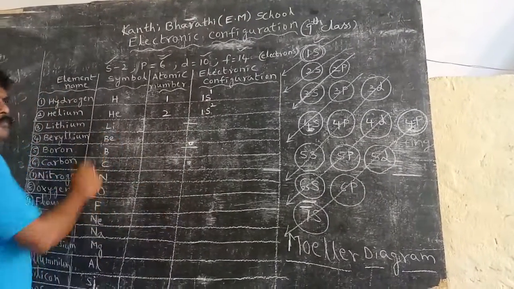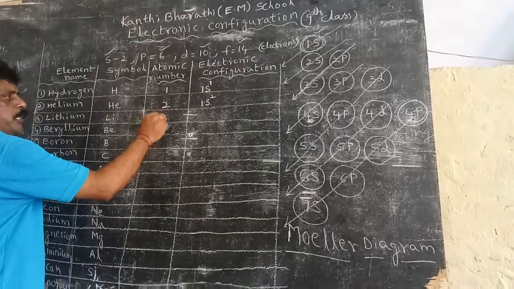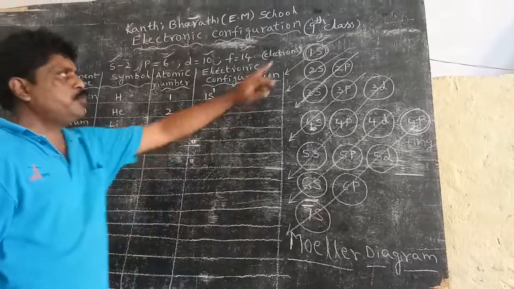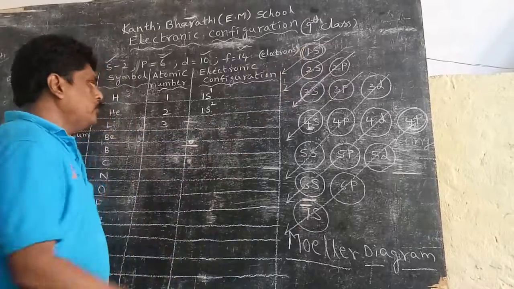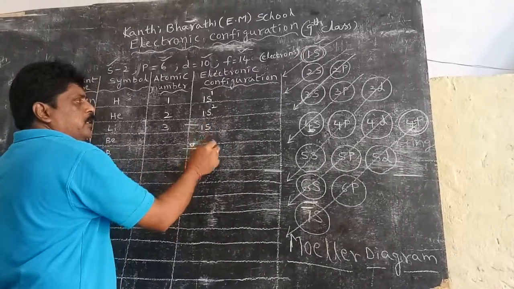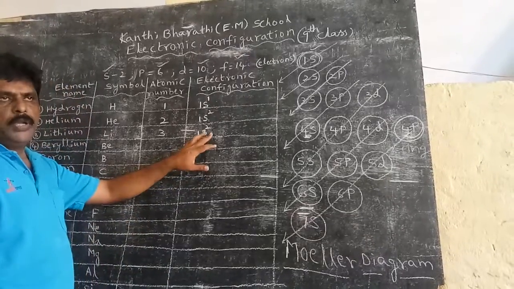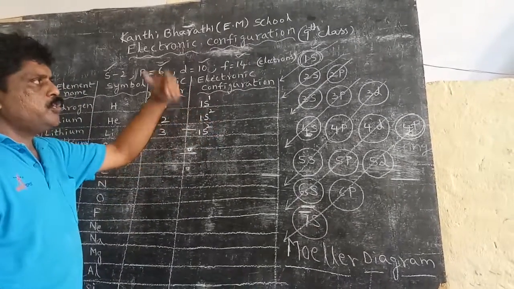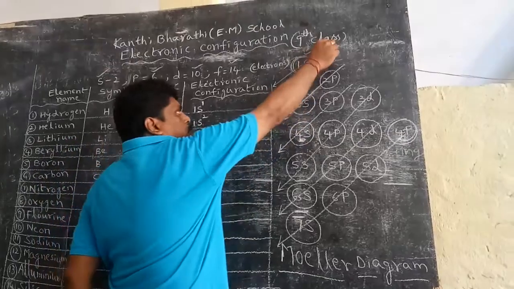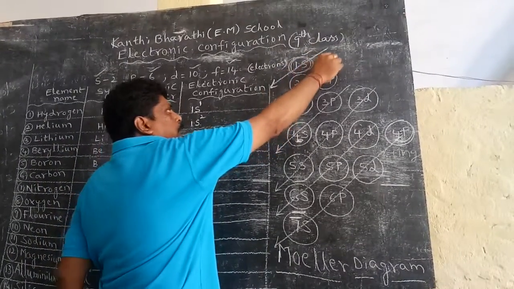Next one, lithium. Lithium atomic number is 3. So what is the first room here? 1s. So I have to write 1s here. There are 2 electrons filled in 1s. So the 1s room is over, and the next room is 2s. I have to observe these lines.